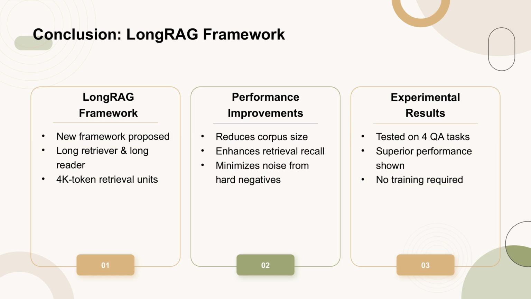In this paper, the authors introduced the LongRAG framework, a novel approach designed to address the imbalance in retrieval tasks. The framework is composed of two main components, a long retriever and a long reader, both operating on 4K token retrieval units. This design significantly reduces the corpus size, allowing for strong retrieval recall with minimal noise from hard negatives. Additionally, it preserves the semantic integrity of each document. The framework was tested on 4 end-to-end question-answering tasks, demonstrating superior performance without the need for additional training. The authors believe that LongRAG can serve as a foundation for future RAG system designs.